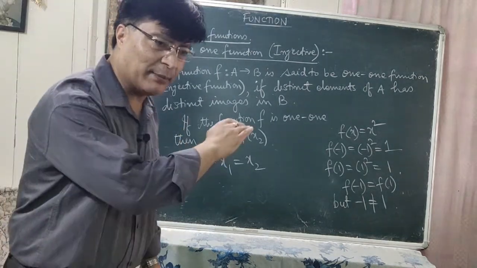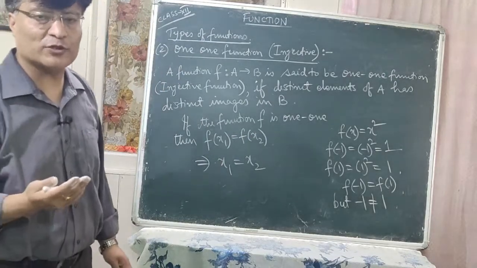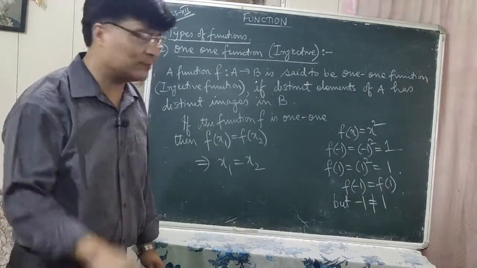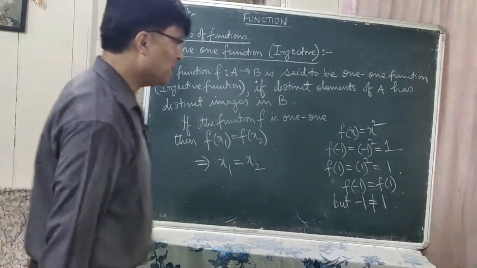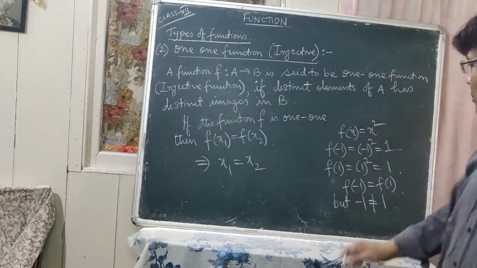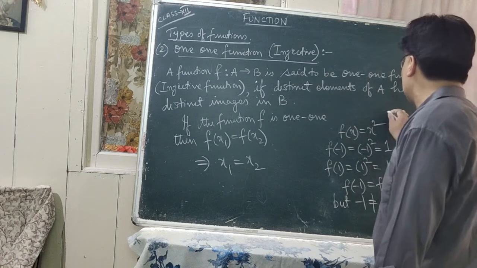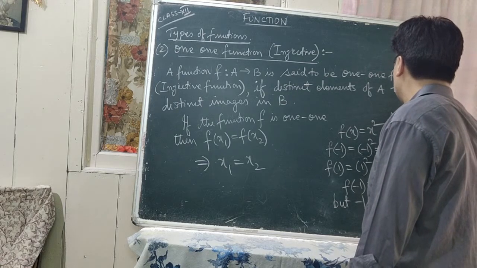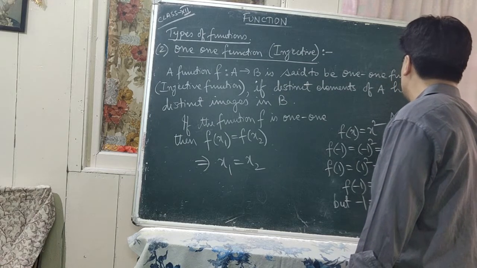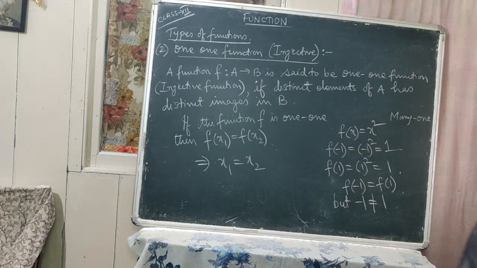Now how do we check mathematically that the example is a one-one function? So you can copy it. This is not an example of a one-one function. This is an example of a many-one function, right? So you can copy it.